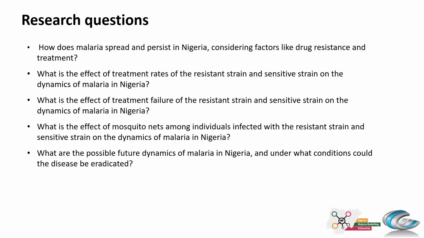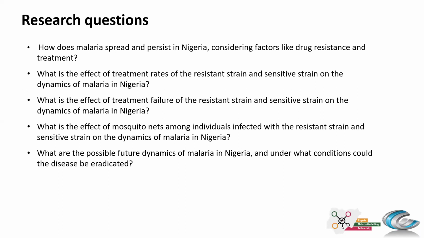So these are the research questions. They include: how does malaria spread and persist in Nigeria, considering factors like drug resistance and treatment? Then, what is the effect of treatment rates of the resistant strain and the sensitive strain on the dynamics of malaria in Nigeria? The third one: what is the effect of treatment failure of the resistant strain and the sensitive strain on the dynamics of malaria in Nigeria?